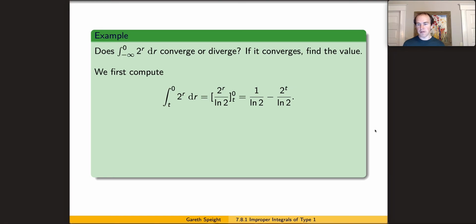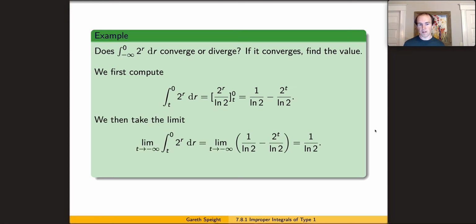And then we have to take the limit of that as t goes to negative infinity. So that means we take the limit as t goes to negative infinity of 1 over ln 2, which is a constant that stays the same. And then 2 to the t over ln 2. If we think about the 2 to the t, which is the only piece that depends on t, what happens to 2 to the t as t goes to negative infinity?